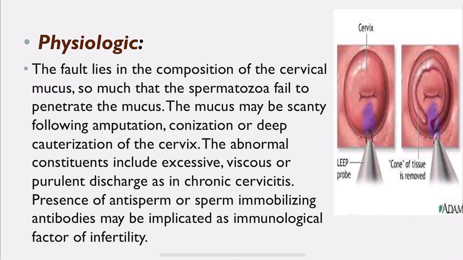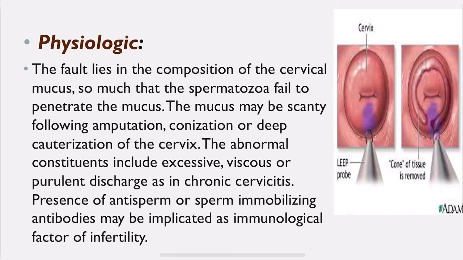Physiologic: the fault lies in the composition of the cervical mucus. The pH of the cervical mucus is very particular for fertilization to happen and for the sperm to ascend. The pH is supposed to be 7.2 to 7.8. Whenever there is a fault in the composition of the cervical mucus, the spermatozoa fail to penetrate the mucus. The mucus might be scanty following amputation, conization, or deep cauterization of the cervix.